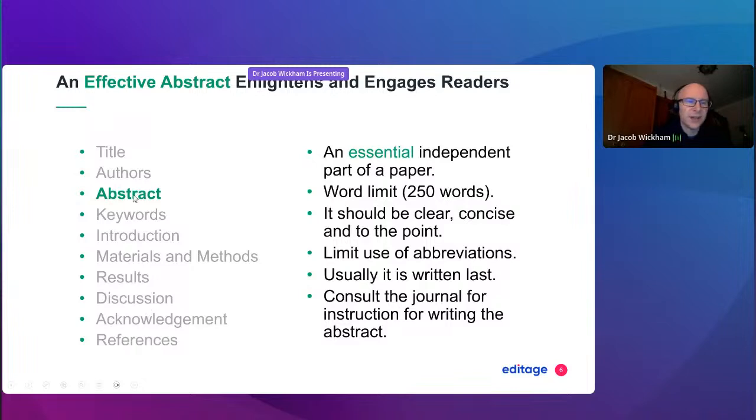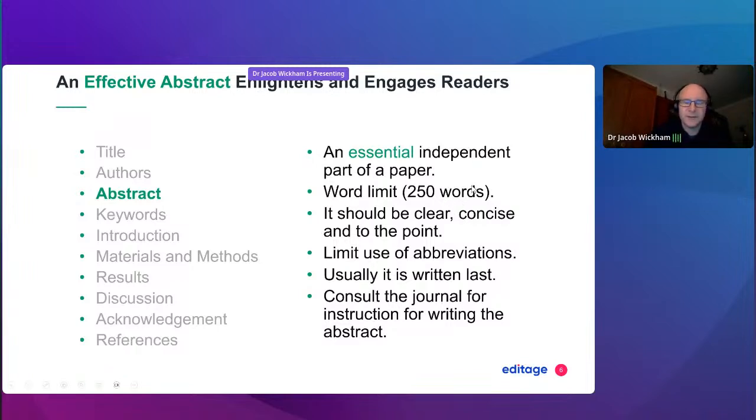So just in a nutshell: the title, the abstract, the first and last paragraphs of the introduction, the results, including the tables and figures, and then the conclusions. These are the parts you want to focus on the most and have them be in the best possible shape before you submit. So getting to the abstract, it's a very essential part of the paper.